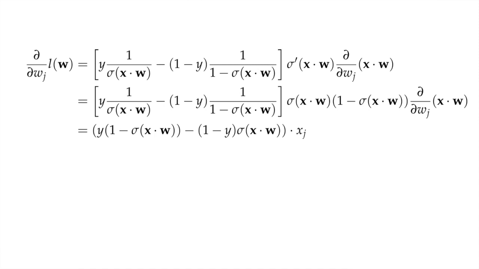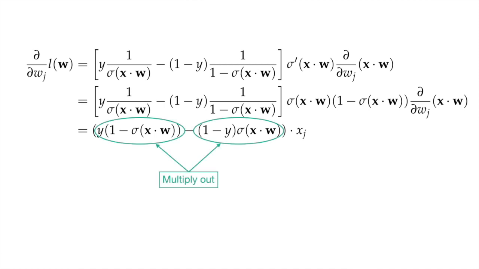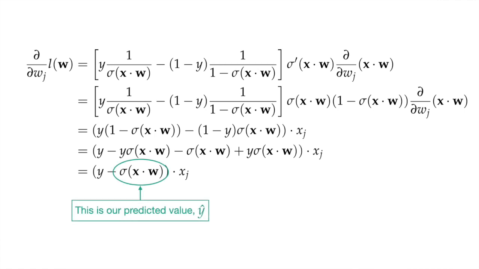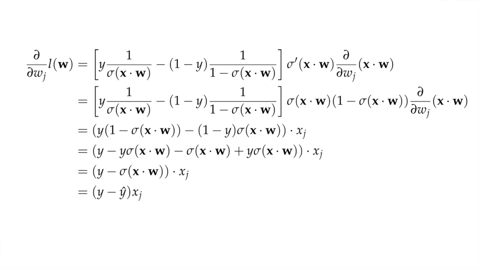Now we're starting to get somewhere. If we multiply out both of these terms, we get this expression. This has a minus y sigma of x dot w and a plus y sigma of x dot w, so those just cancel. And we get this expression, but the sigma of x dot w in this expression is just our predicted estimate y hat, so we can substitute that in. And we can see here that now our expression has simplified nicely.